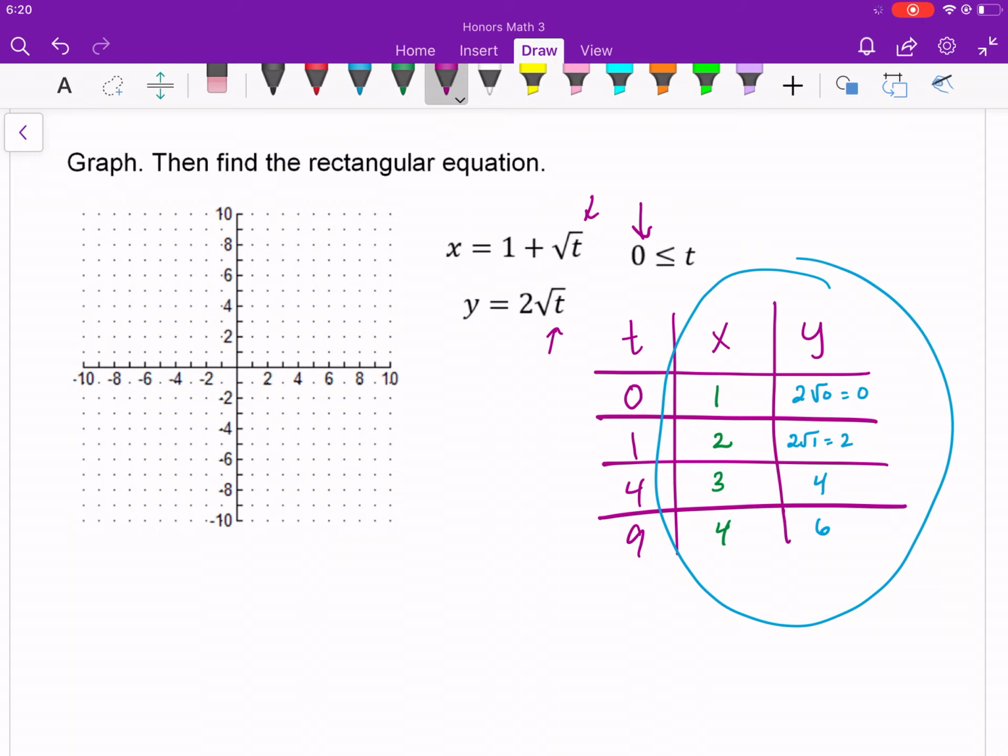So we've got 1, 0. It's my starting point, so I like to highlight that so I remember the direction. We've got 2, 2. 3, 4. 4, 6.